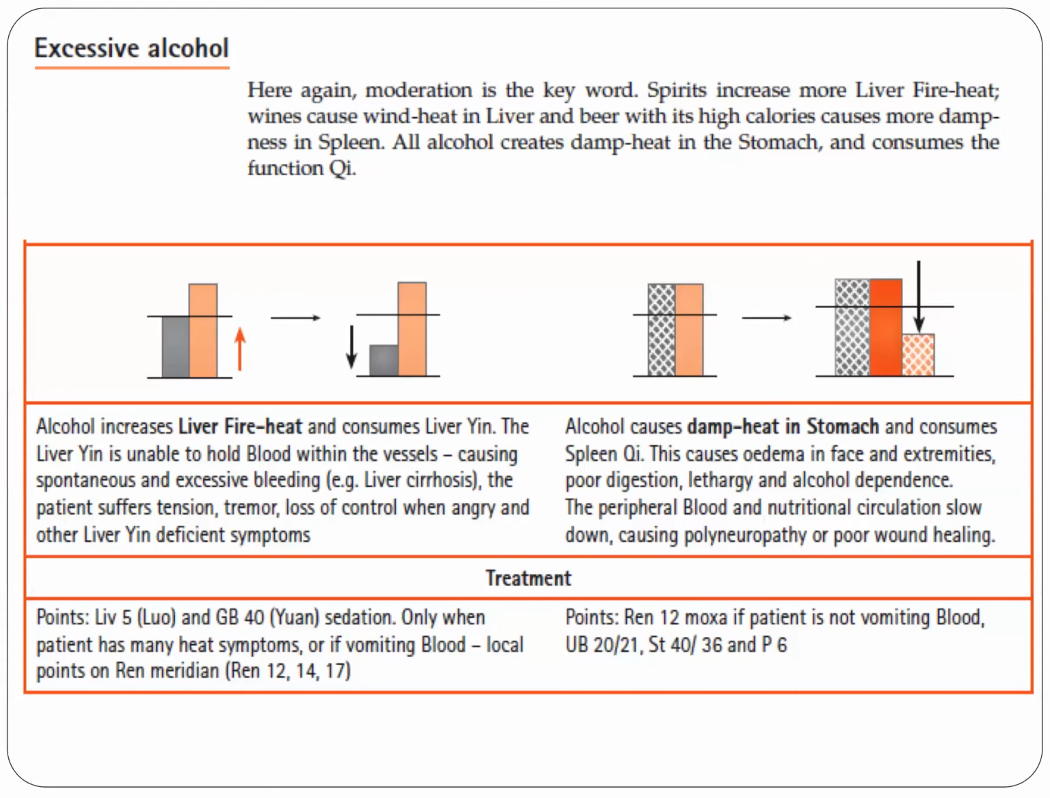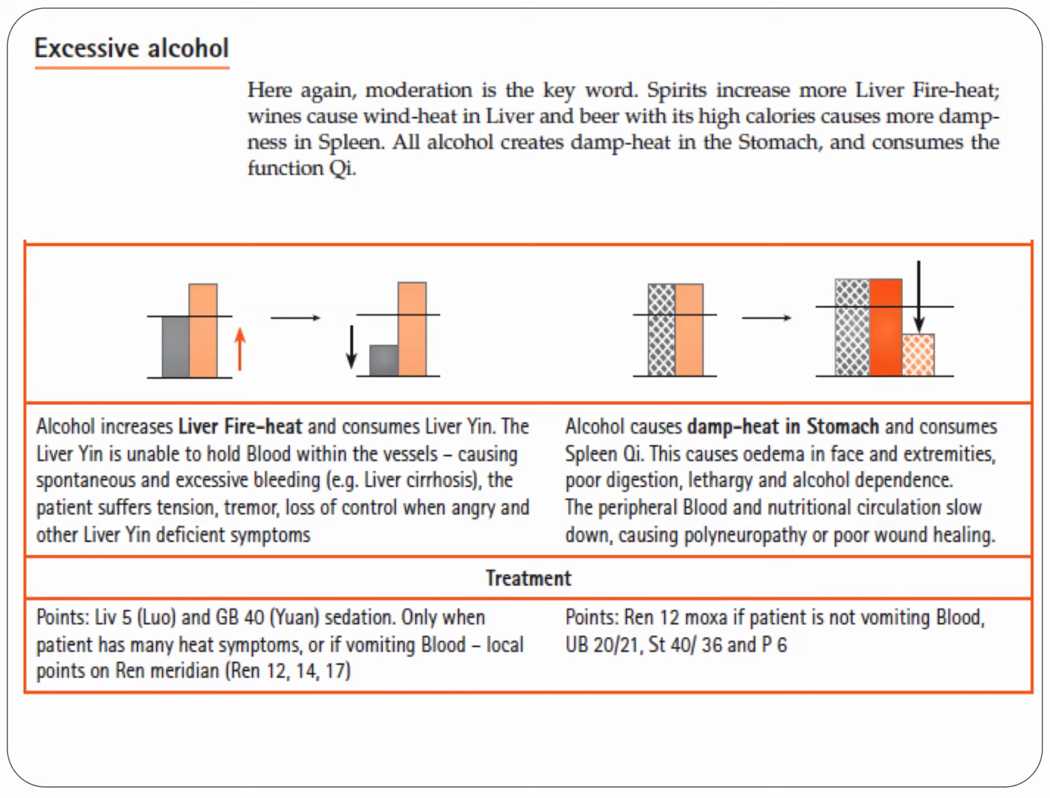Now we continue with miscellaneous pathogenic factors. First, we have excessive alcohol. Here again, moderation is the key word. Spirits increase more liver fire heat. Wines cause wind heat in the liver, and beer with its high calories causes more dampness in the spleen. All alcohol creates damp heat in the stomach and consumes the function of qi.